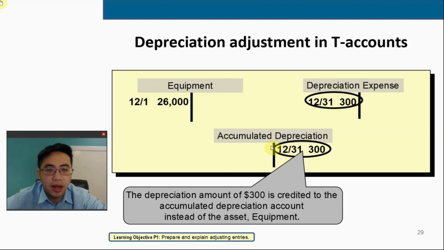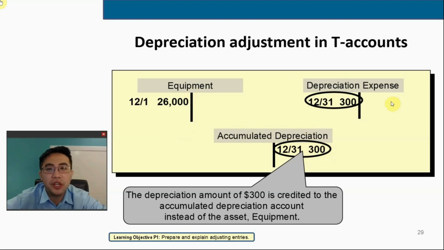And here we have cumulative depreciation. That's basically the total depreciation accumulated over the past periods. Since it's the first month, the cumulative depreciation is 300, and then it's going to reach 600 in the next month, 900 in the third month, so on and so forth. And then we can combine equipment with the cumulative depreciation to get the net fixed assets value.